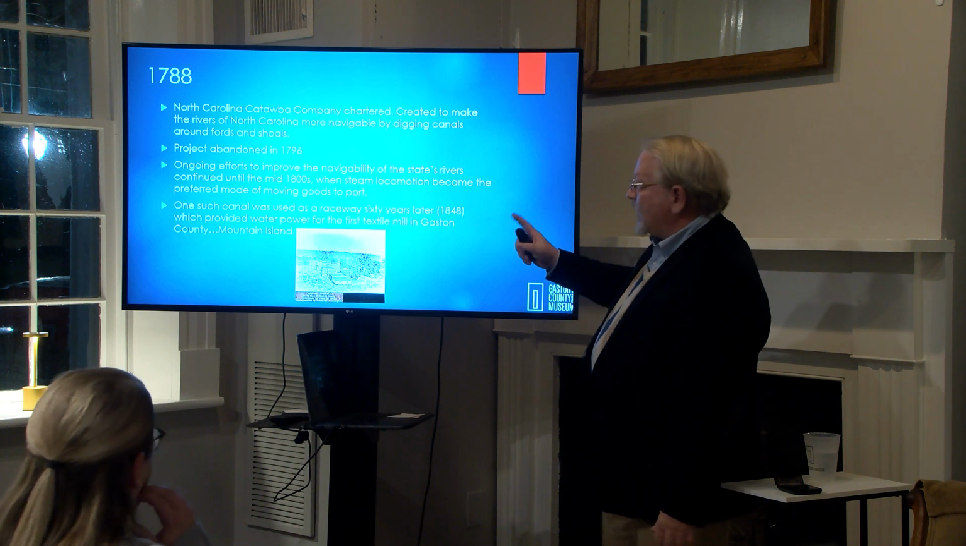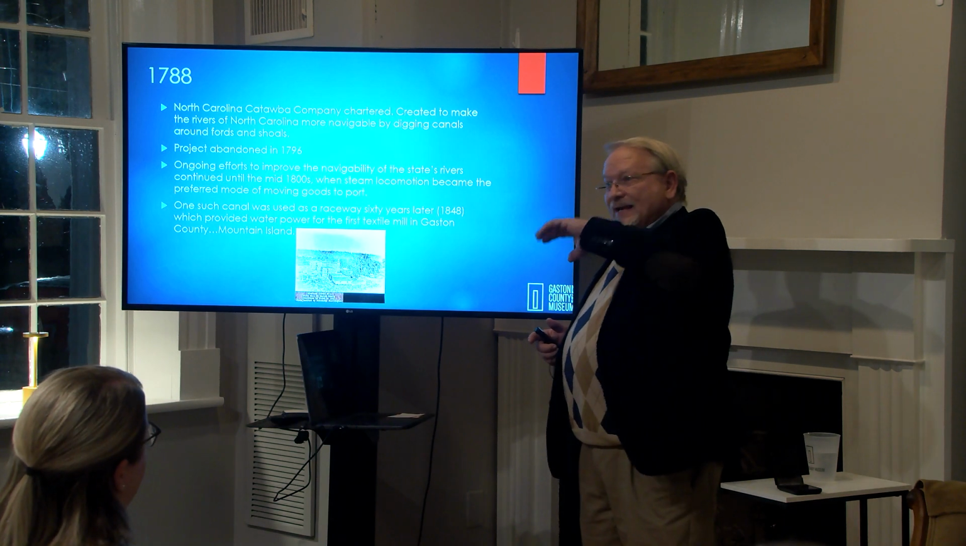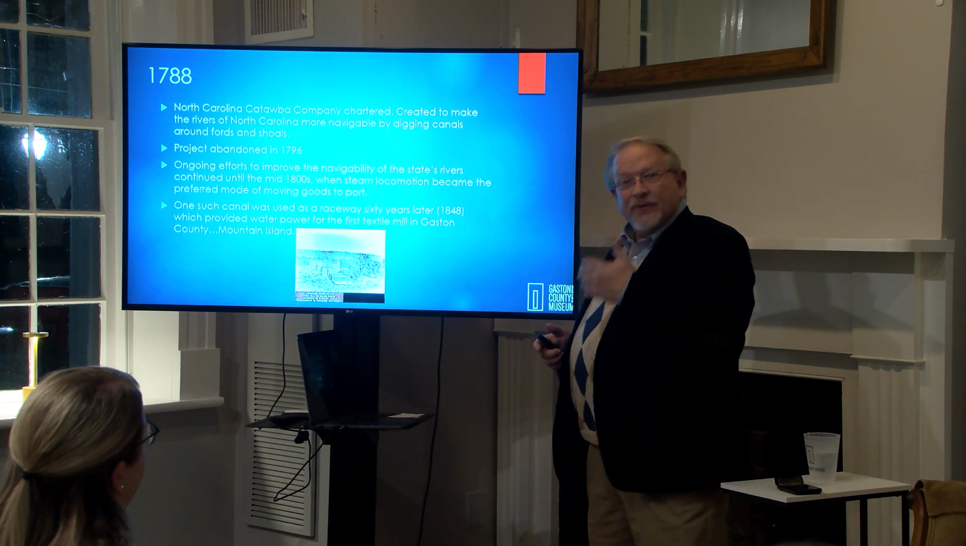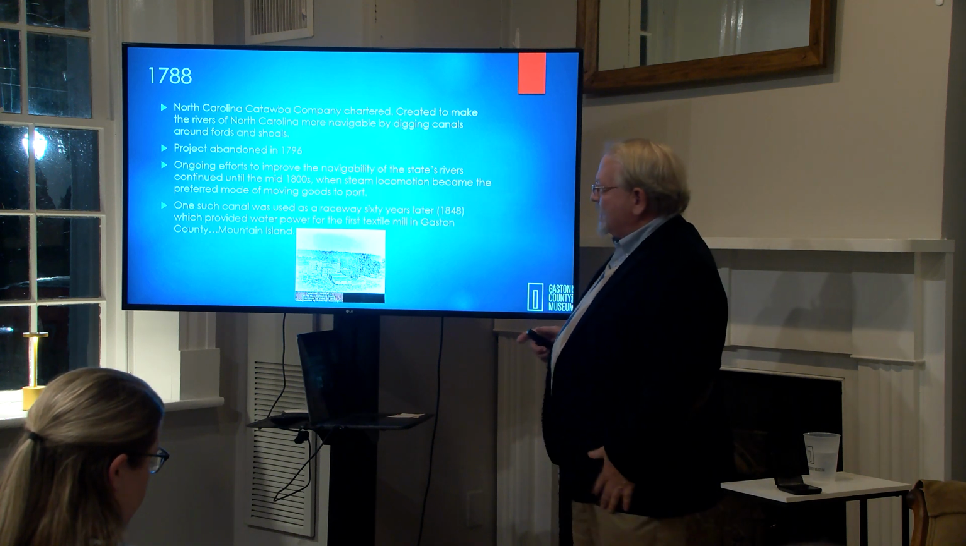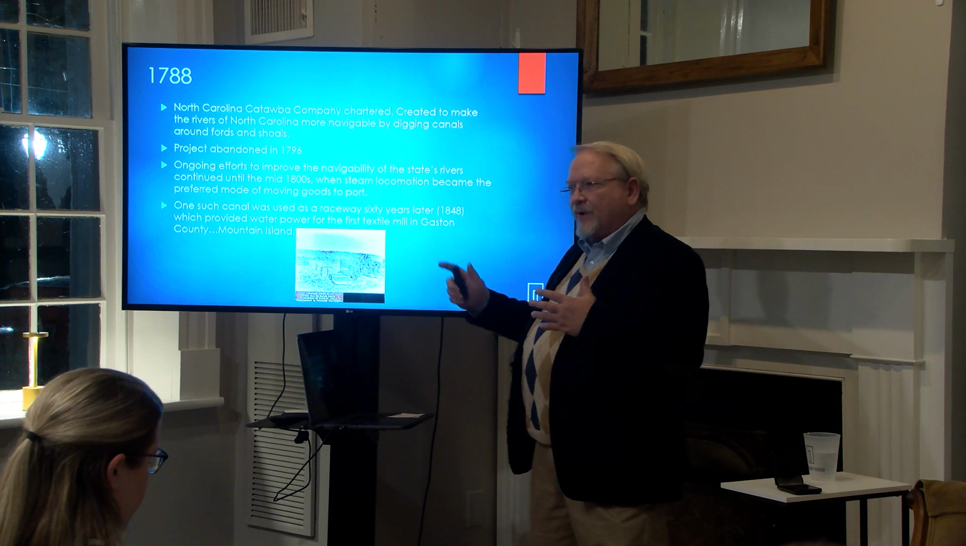And then, this is something a lot of people don't know about, but in 1788, the government commissioned us to take the rivers and make them more navigable, because that was the main area for commerce. So they started digging canals around the shallows and the shoals to make the Catawba and the South Fork River more navigable. That didn't last long. They ran out of money. And then, of course, by the mid-1800s, steam locomotion was the preferred way.